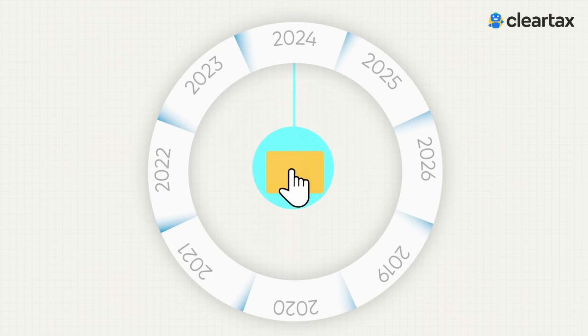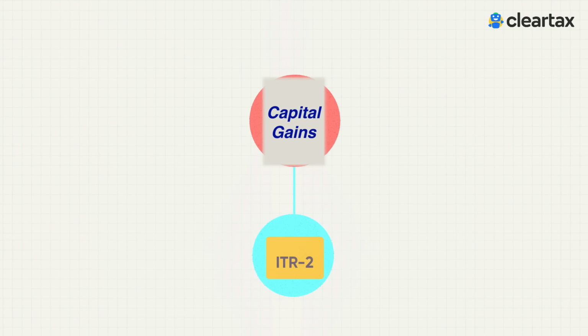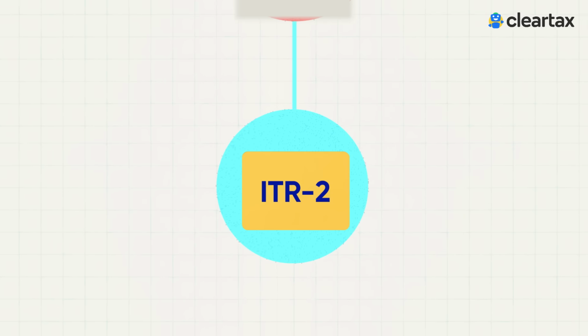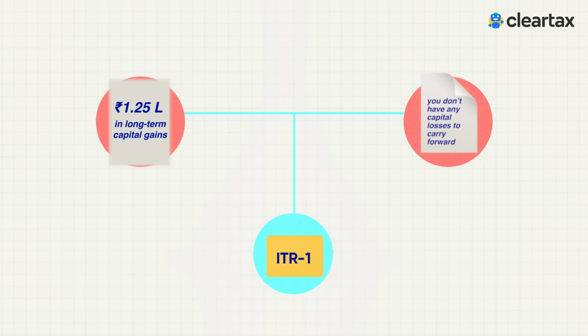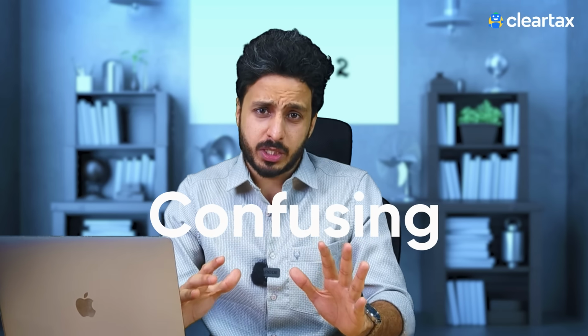Until last year, if you had any capital gains, you were required to file ITR 2. But starting this year, you can file ITR 1 if you have earned up to 1.25 lakh rupees in long-term capital gains, as long as you don't have any capital losses to carry forward. I know, this might sound super confusing, but worry not.